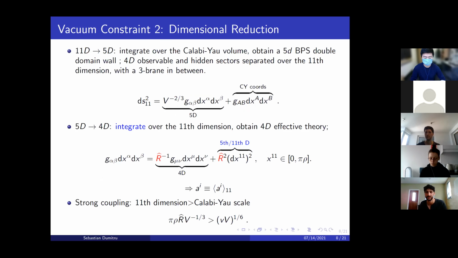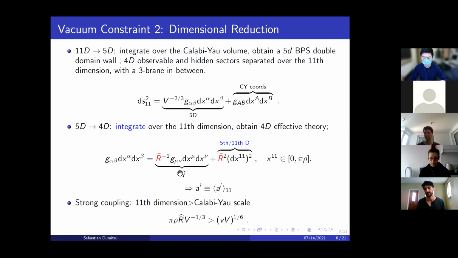Another constraint comes from the dimensional reduction. As I said, we start from the Hořava-Witten 11D theory, and we dimensionally reduce two times, once to a 5D theory. So we split the 11-dimensional metric into 5D coordinates and the Calabi-Yau coordinates. And then we get from 5D to 4D by integrating over the 11th dimension. So we obtain the effective theory after we integrate along the interval of the 5D BPS double domain wall.